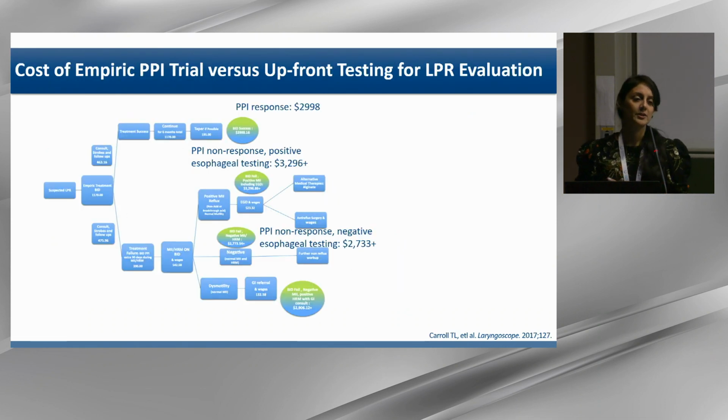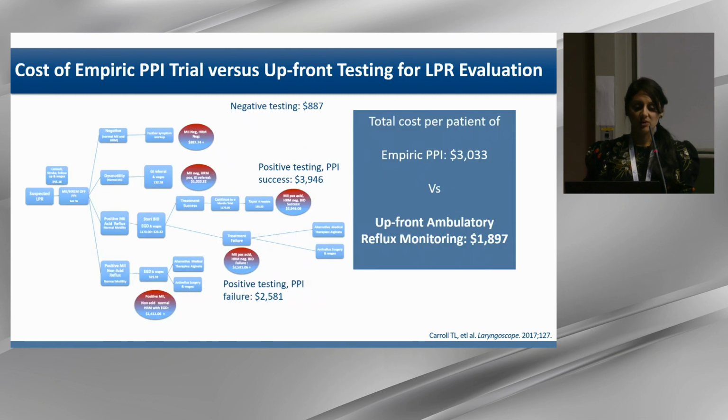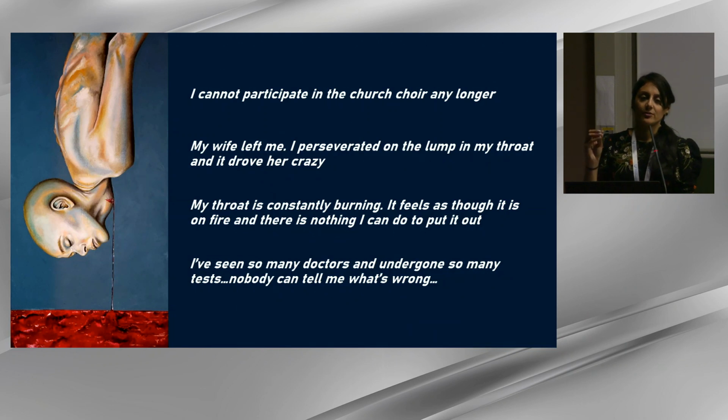Tom Carroll and the Harvard group conducted an interesting cost minimization study a number of years ago, looking at whether we should start with empiric PPIs or do upfront testing. When they modeled starting with PPIs, on average it cost about $3,000 per patient. When they modeled starting with ambulatory reflux monitoring, it came out to about $1,900. So there was a cost-saving aspect if you start with upfront testing. And again, this is not about the dollars.